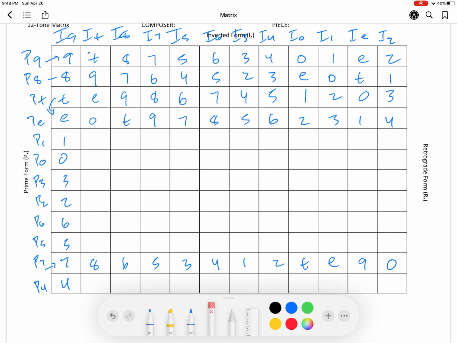Okay, and from P7, I can subtract 1 to get my P6 row form, like this. So take my P7 row form that I just did, and subtract 1 to get my P6 row form. So that's 7, 5, 4, 2, 3, 0, 1, 9, 10, 8, and 11. And I can get my P5 row form by subtracting 1 from my P6 row form. So 6, 4, 3, 1, 2, 11, 0, 8, 9, 7, and 10. And I can keep going.